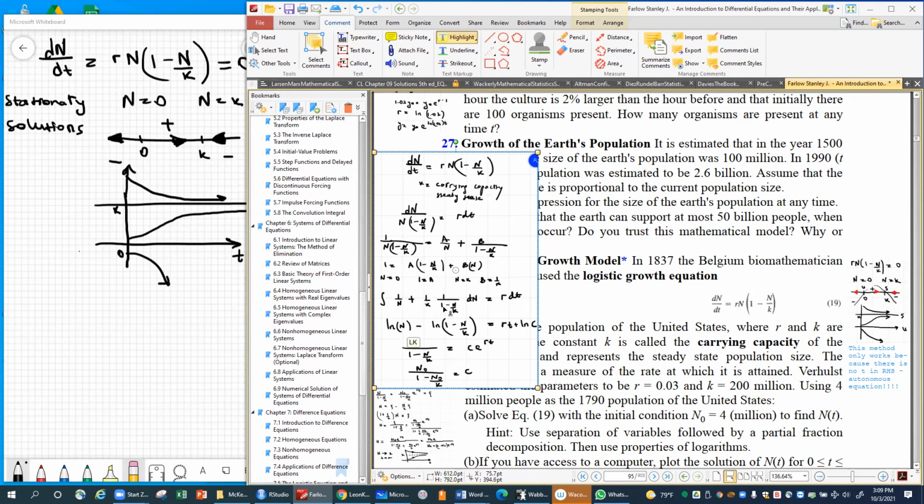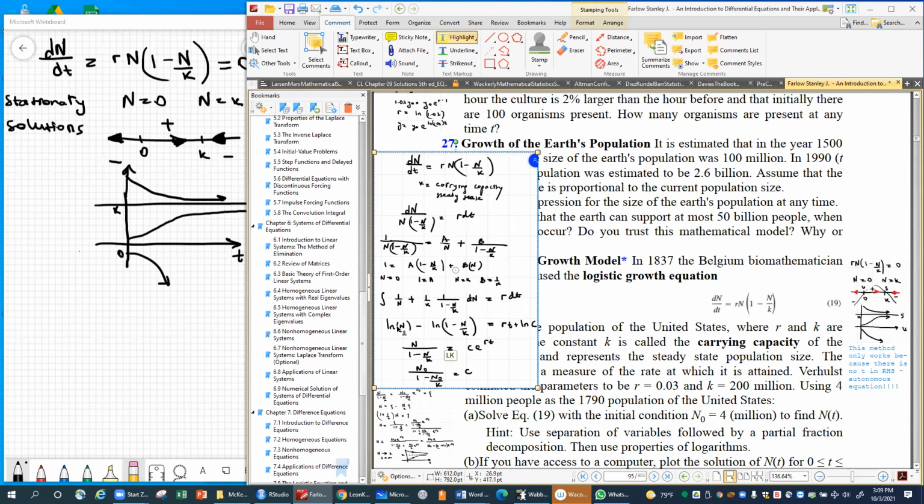So you get log, and this is negative here, so you get minus, and you have log 1 minus n over k. Think about it. If you differentiate this, you get 1 over 1 minus n over k, and by the chain rule, you get extra minus 1 over k. So minus cancels, and you exactly get this 1 over k. The integral on the right is just rt plus log.